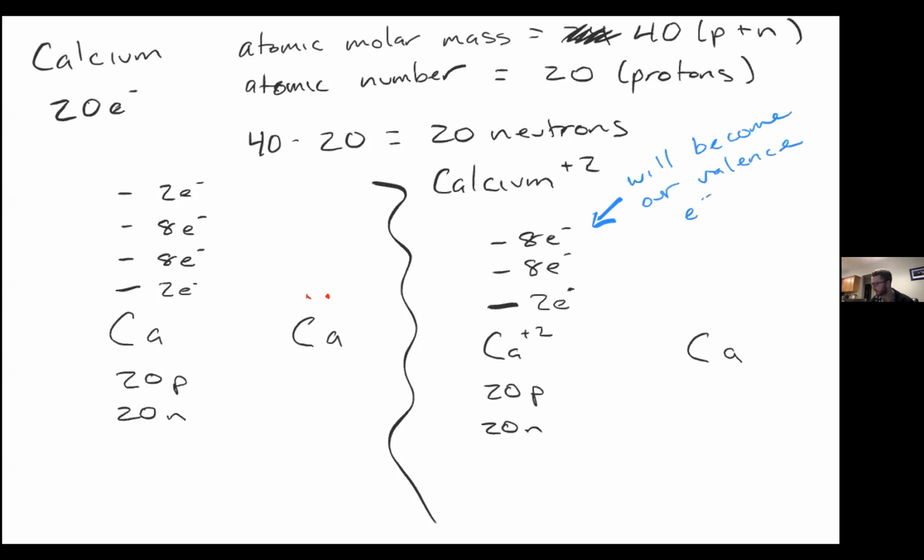Okay, so for the calcium +2 electron dot diagram, we're going to have 8, because remember, the valence electrons are the outermost electrons for an element. Okay? Cool. Okay.